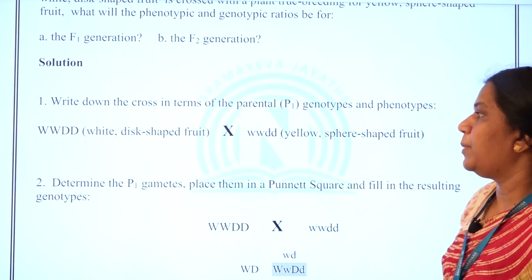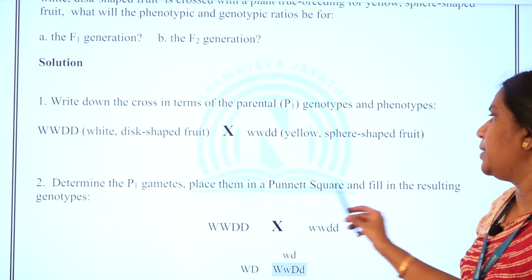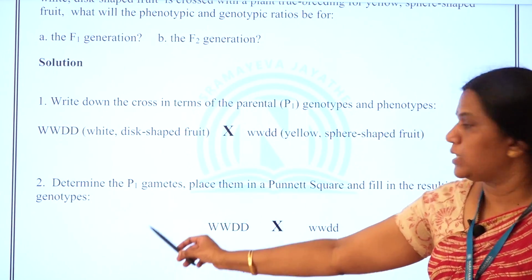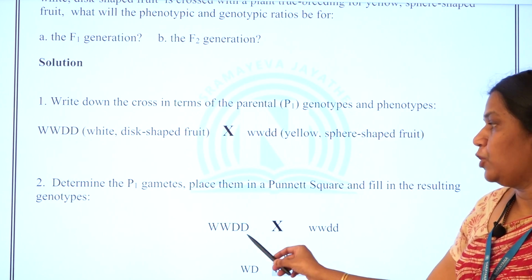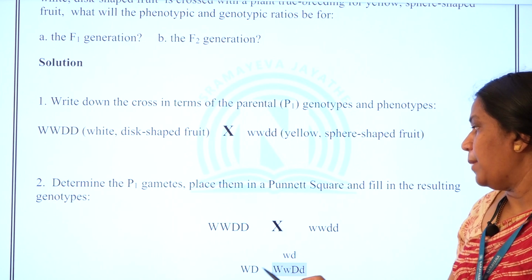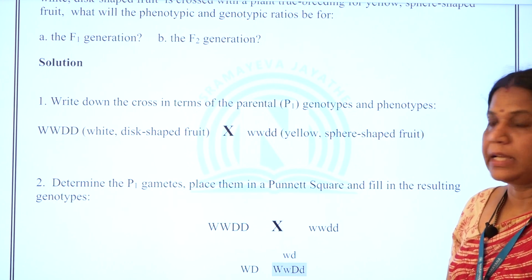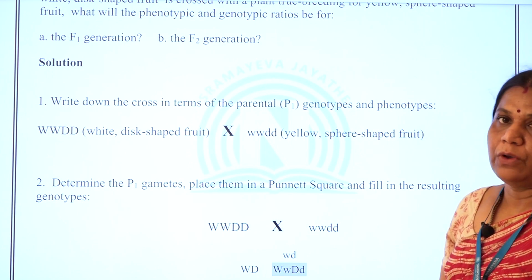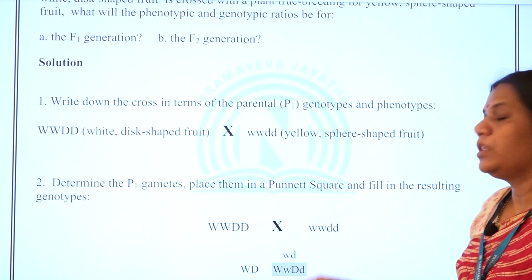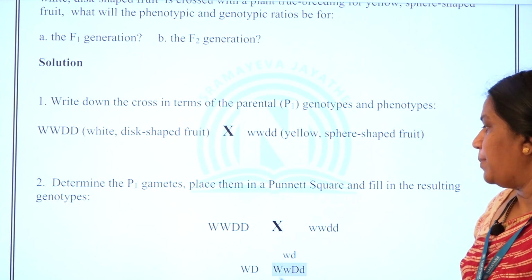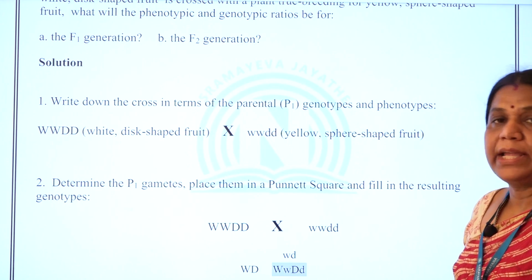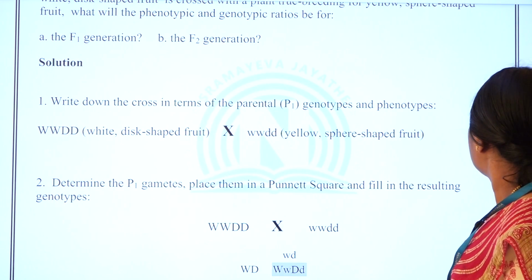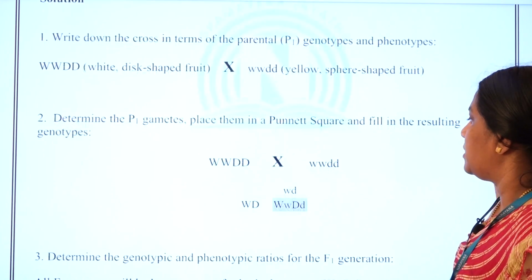Second, determine the P1 gametes, place them in a Punnett square and fill in the resulting genotypes. Here these are the gametes: one capital W and one capital D is a gamete. Here one small w and one small d is a gamete. So the resulting F1 generation is capital W small w, capital D small d. That is white disc-shaped fruit, right? This is the F1 generation.